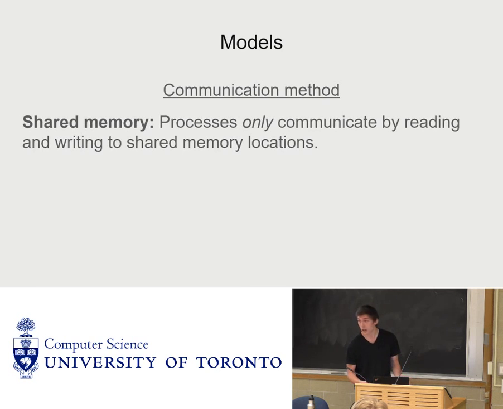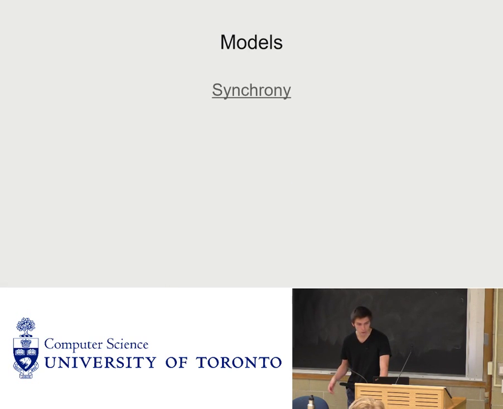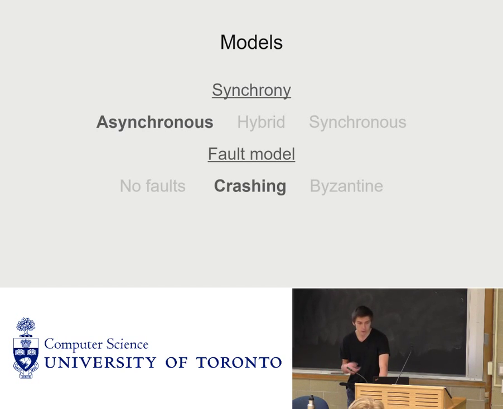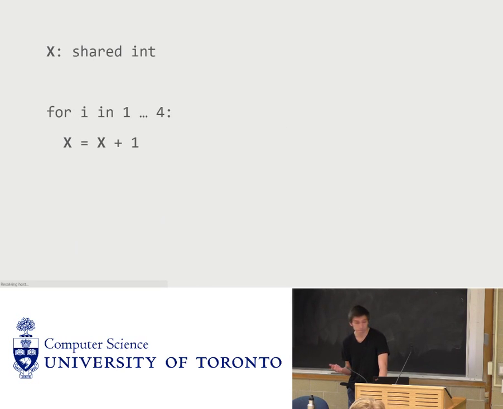And for a communication method, processes will be communicating by just reading and writing to shared memory locations. Another popular way is using message passing, or even a hybrid of the two, but we're just going to be focusing on the first. So to summarize: asynchronous processes, we don't know when events are going to happen. Processes can crash at any time, and we're communicating with shared memory.